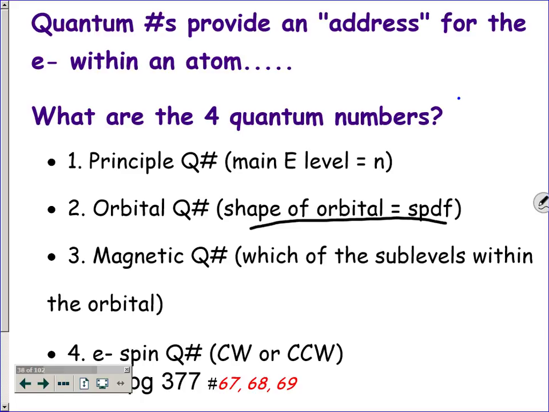Okay, the s sublevel has how many orbitals? 1. You can't take on any more than that because the sphere can't come in any other orientation. It's a sphere. All right, so that's 1 s orbital. So the s sublevel has 1 s orbital. The p sublevel has 3 p orbitals.